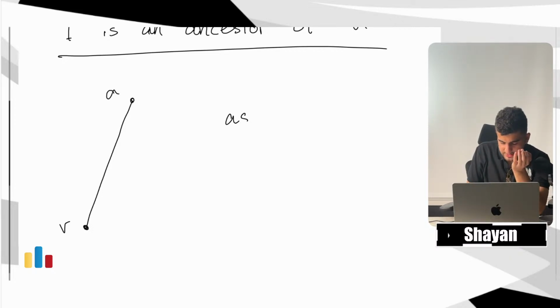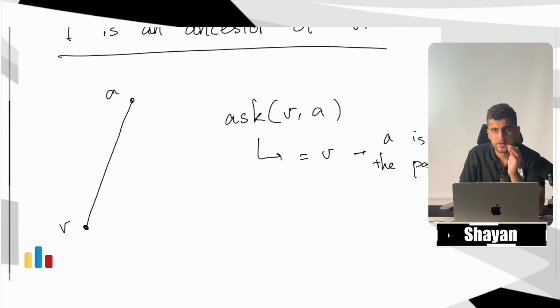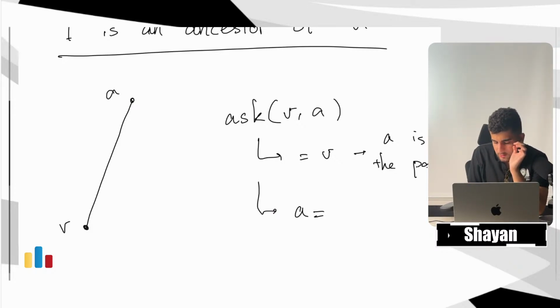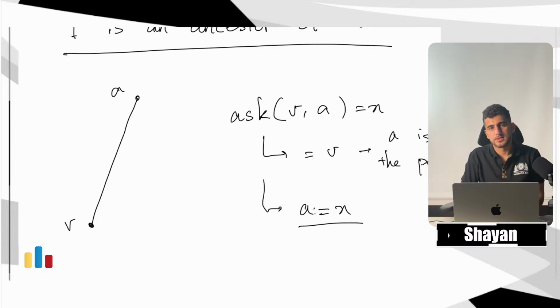So each time I will ask V and A. If the answer was equal to V, then it means that A is the parent of V. It happens if and only if A is the parent of V. If A is not the parent of V, the middle point will never be V, because there is at least one vertex in between them, and the middle point is not going to be V itself. Otherwise, set A equal to the result of it. If the answer of asking V and A was X, set A to X for the next time. And keep repeating this. This operation will take log of n time.